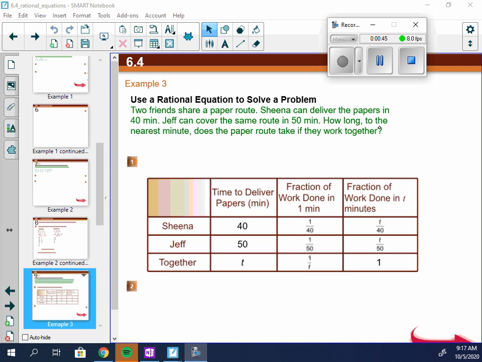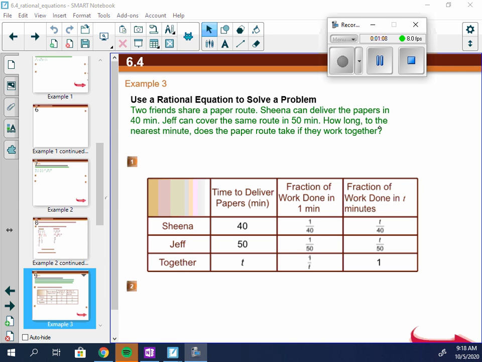Now, we can't say that Sheena does 1/40th and that he does 1/50th. But we sort of can use that information. So what you usually do for these ones is, when I teach it, I start with a chart, but afterwards you're going to see you probably don't need the chart. So Sheena, Jeff together. Okay? Now if you want to start writing it down, you can.